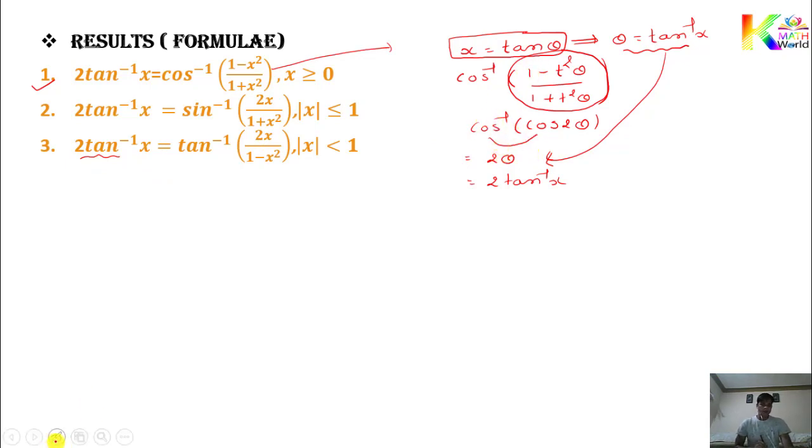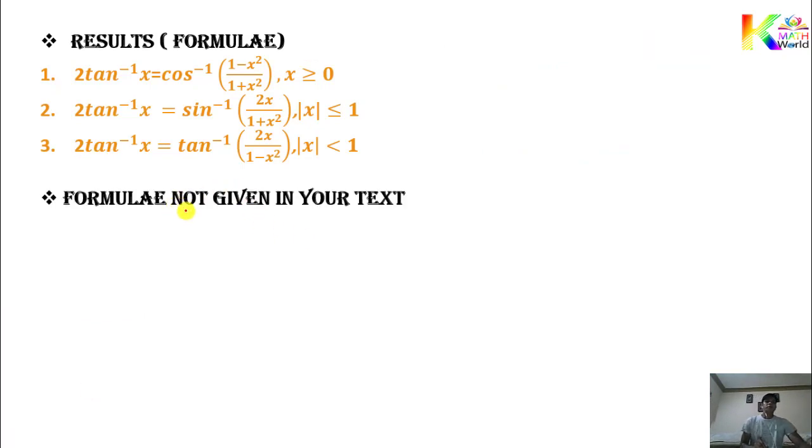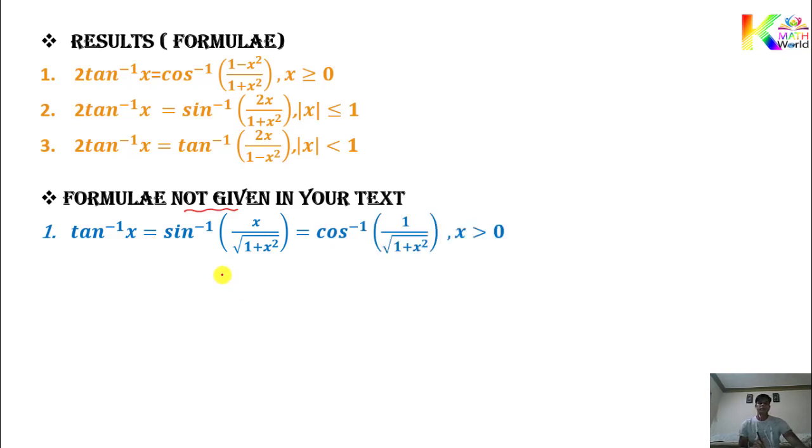Now there are a few last formulas. These are formulas which are not given in your text. There is no need to remember or claim these formulas. Take tan inverse x. Forget the inverse right now for understanding. So x means x upon 1 and the function is tan. Tan means opposite over adjacent. It means this side is x and this side is 1.